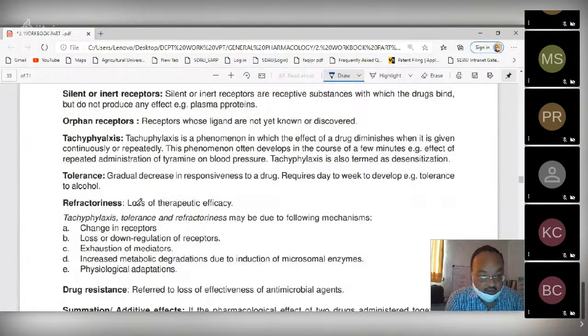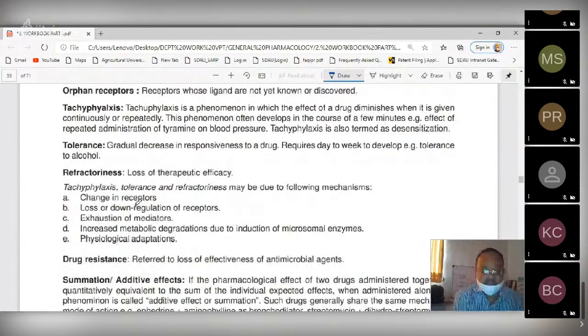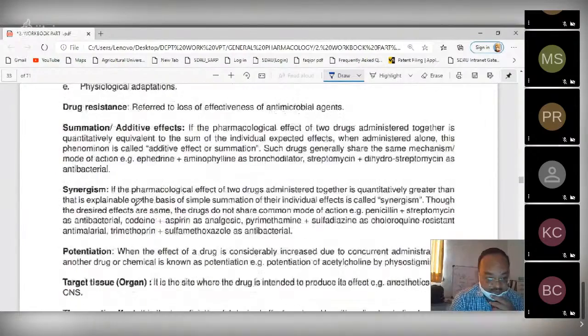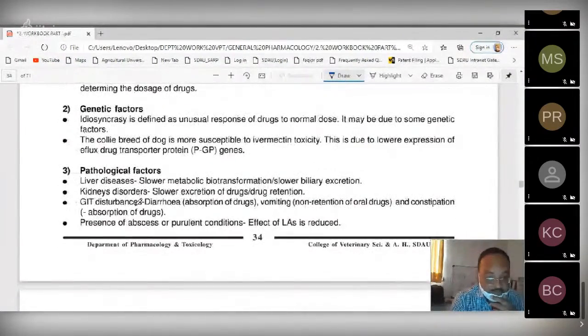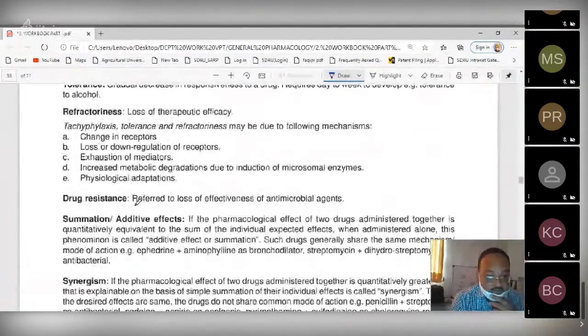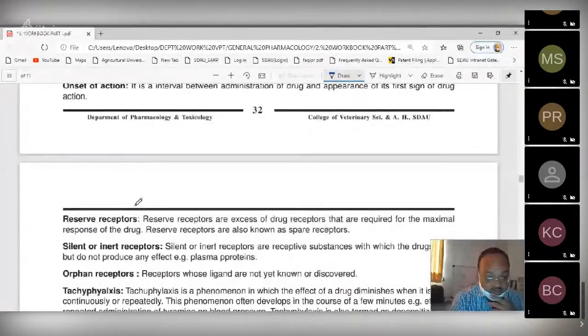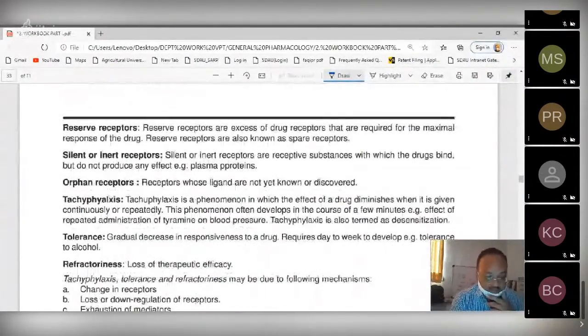Now, tachyphylaxis. Tachyphylaxis is a phenomenon in which the effect of the drug diminishes when it is given continuously or repeatedly. This phenomenon often develops in the course of a few minutes. Example: effect of the repeated administration of tyramine on blood pressure. Tachyphylaxis is also termed desensitization. So, what is tachyphylaxis?